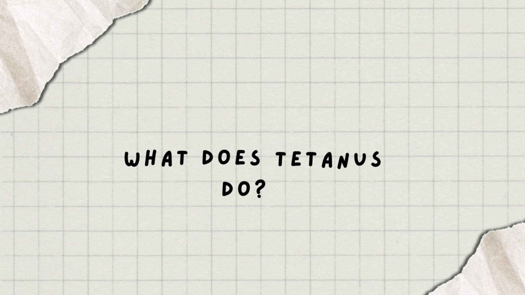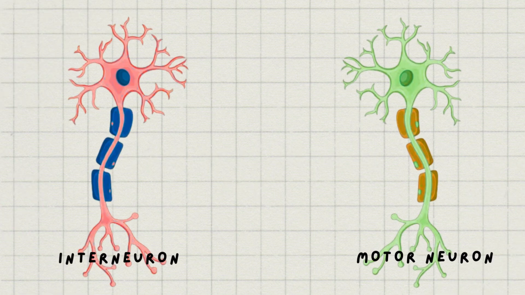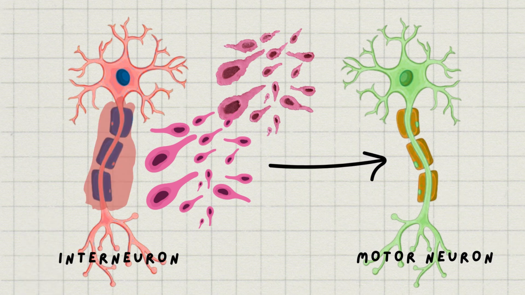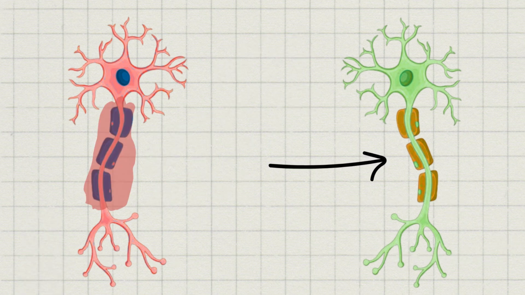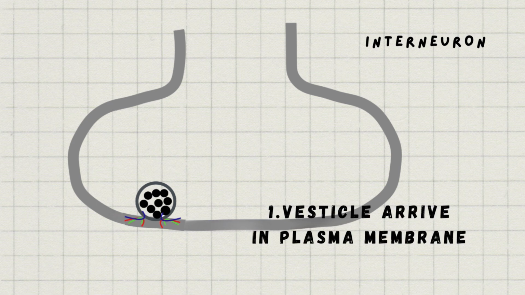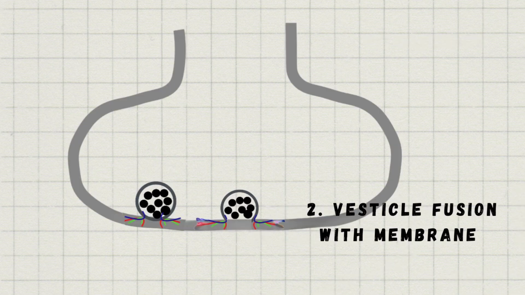So what does tetanus do? So first, it attacks the interneurons, which inadvertently attacks the motor neurons. So first, the vesicles arrive in the plasma membrane of the interneuron, and then vesicle fusion happens with the membrane.